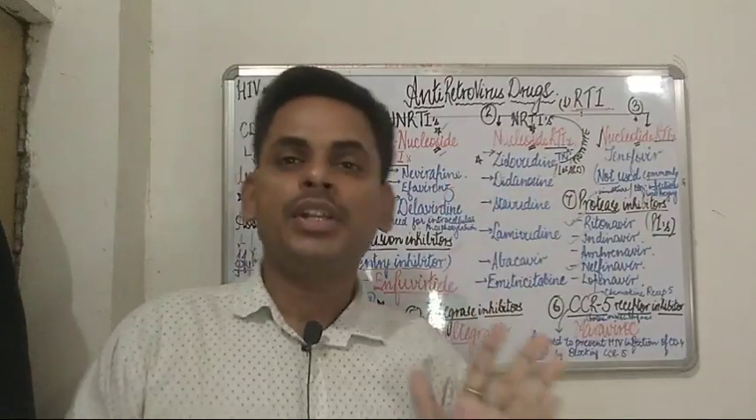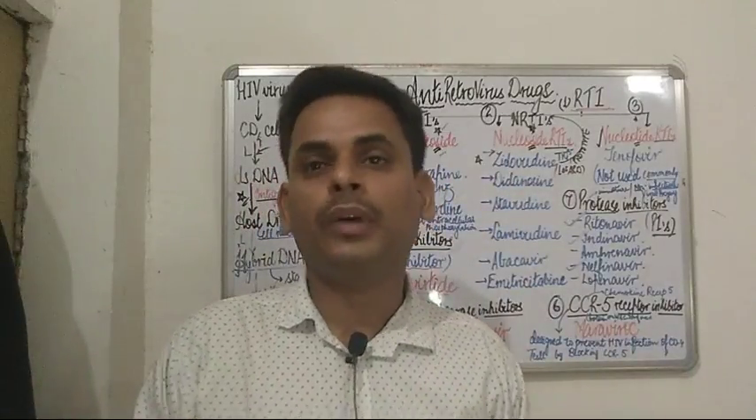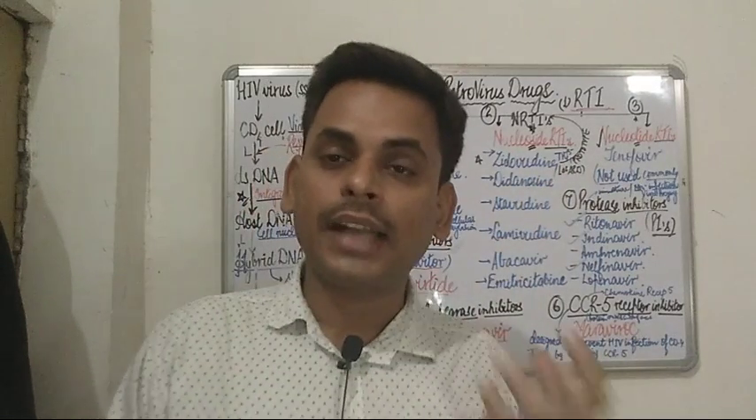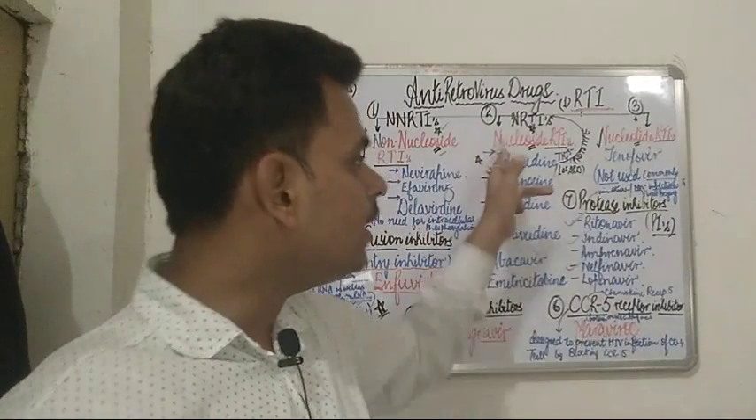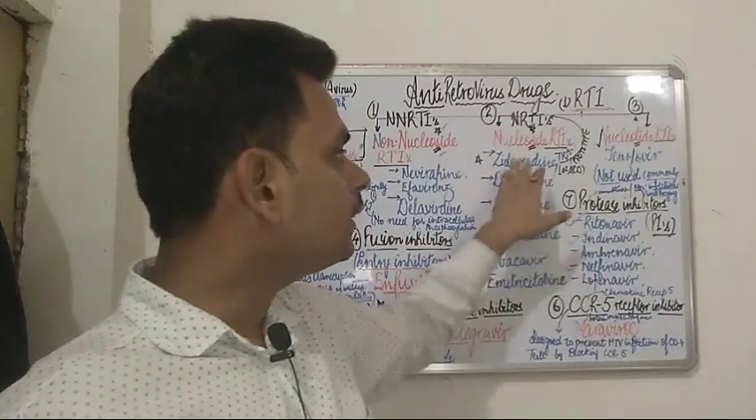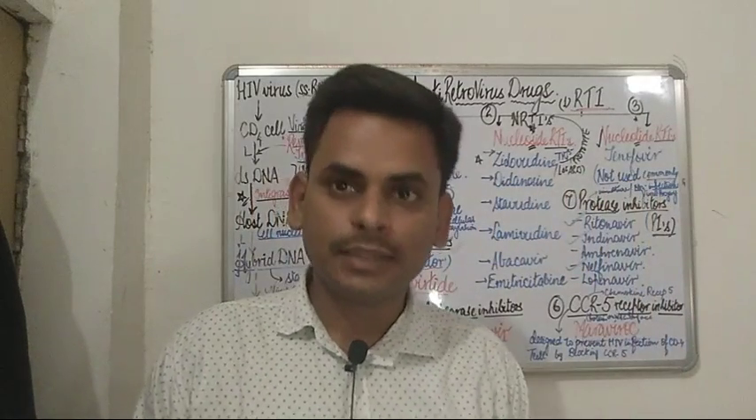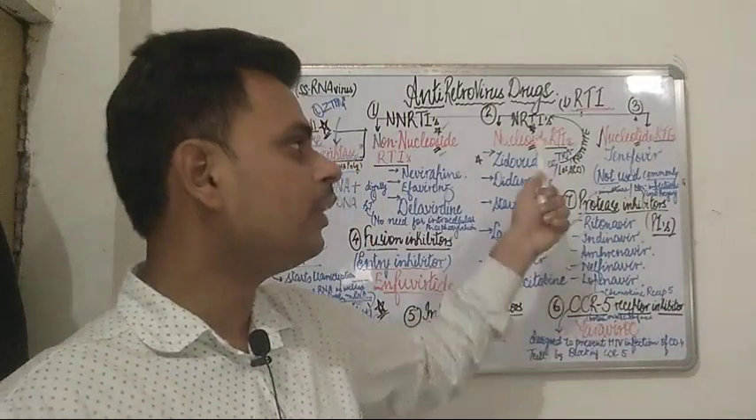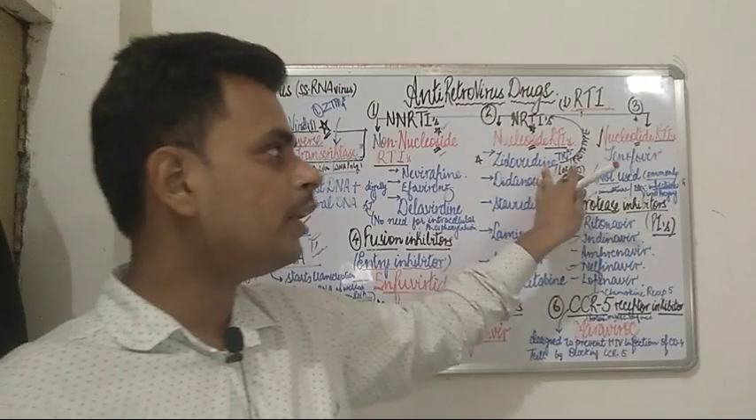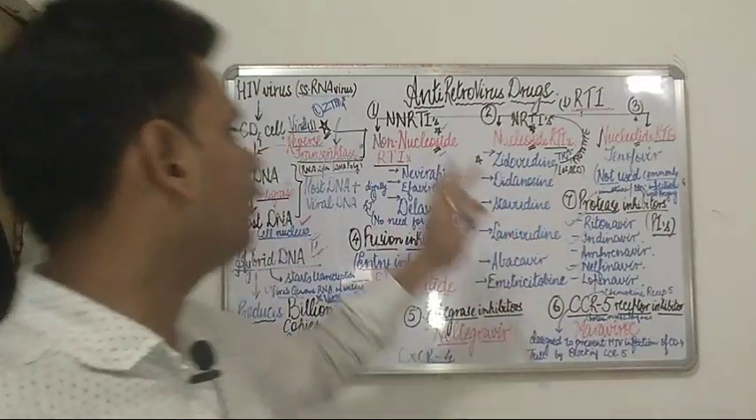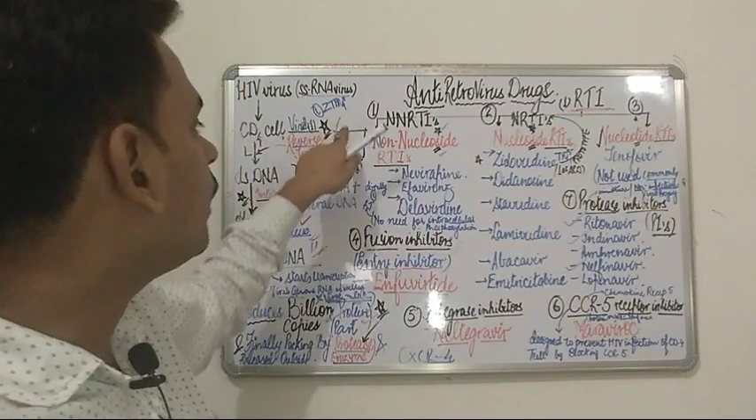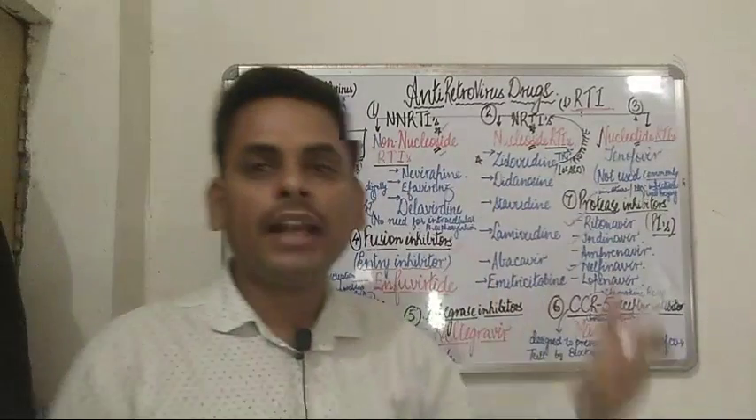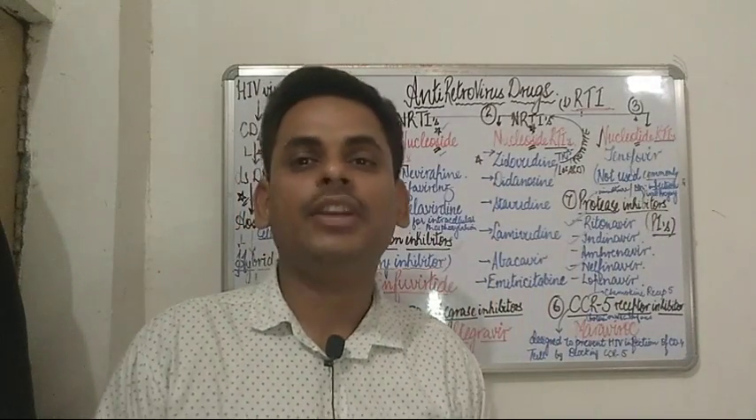zidovudine. Formerly the zidovudine was known as azidothymidine, and this was the prototype drug, that is the lead drug of this class. So when zidovudine enters the host cell cytoplasm, it gets phosphorylated to form zidovudine triphosphate. This zidovudine triphosphate selectively inhibits the viral reverse transcriptase enzyme, and thus prevents the further spread of the HIV infection.